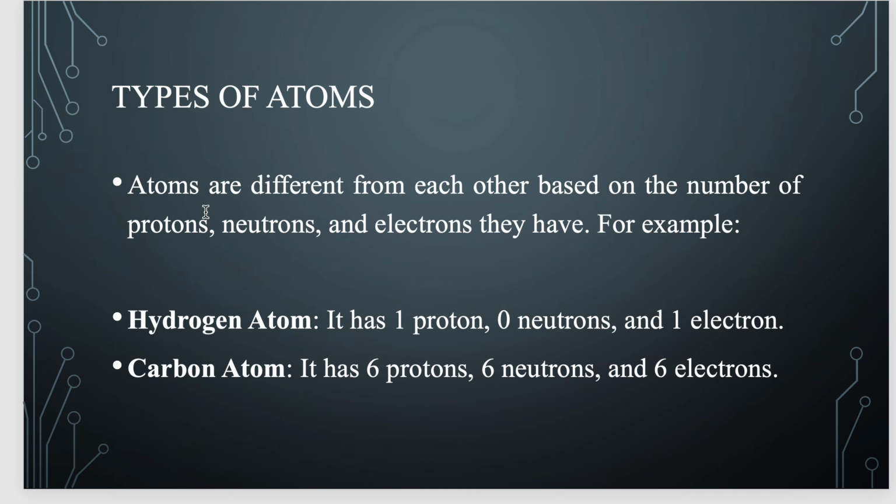Types of atoms. Atoms are different from each other based on the numbers of protons, neutrons, and electrons they have. For example, a hydrogen atom has 1 proton, 0 neutrons, and 1 electron. A carbon atom has 6 protons, 6 neutrons, and 6 electrons.